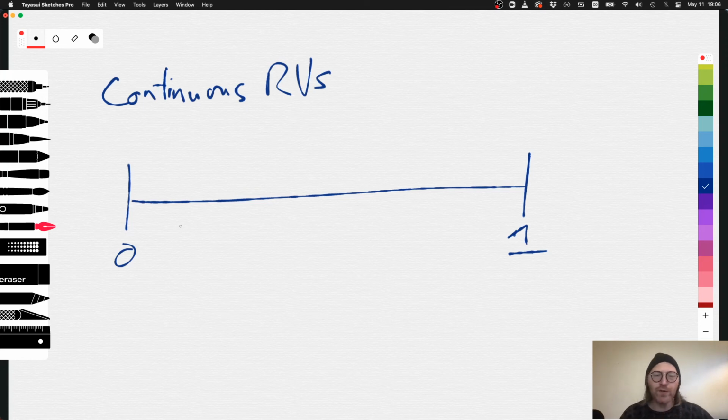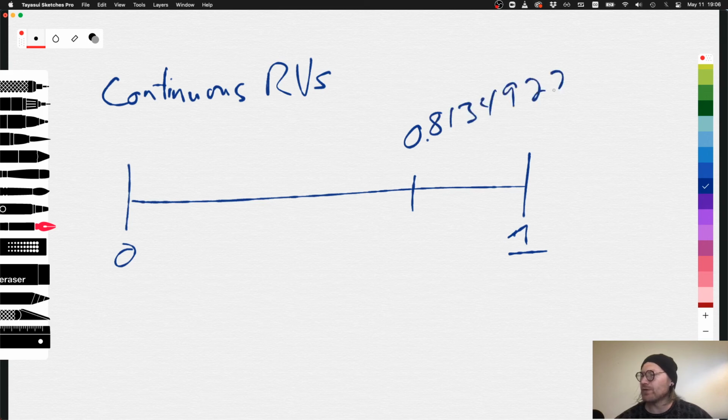So if we pull a random value out of here, it could be, maybe, 0.8134922, off into the distance. Maybe that's what that value is.